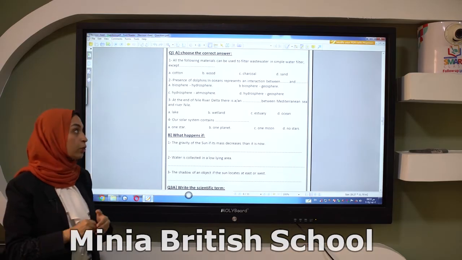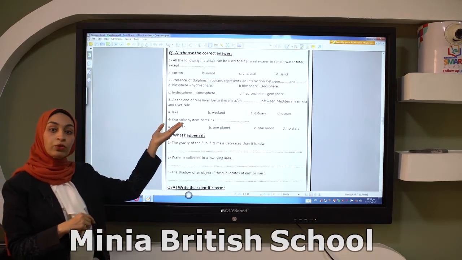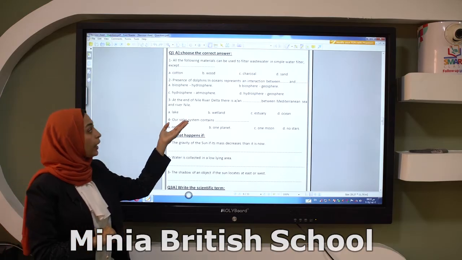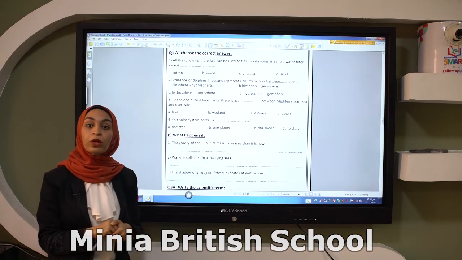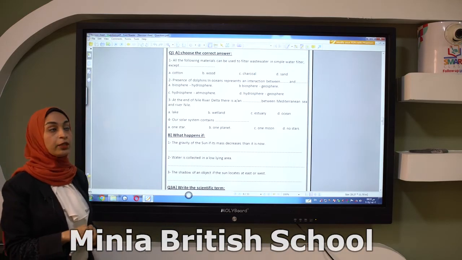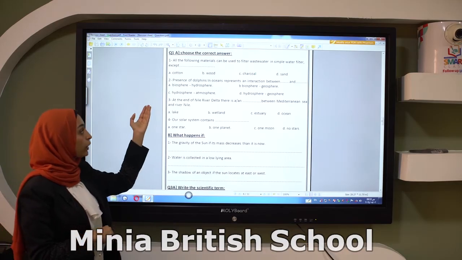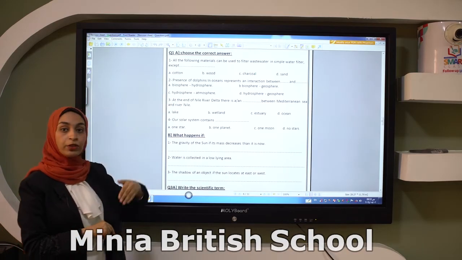Very good. And number 2, presence of the dolphins in oceans represents an interaction between. How can we answer this question? Dolphins belong to the biosphere, and the oceans belong to the hydrosphere. So here is an interaction between the hydrosphere and the biosphere, which is letter A.